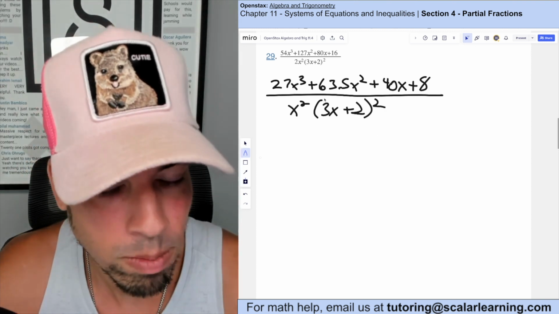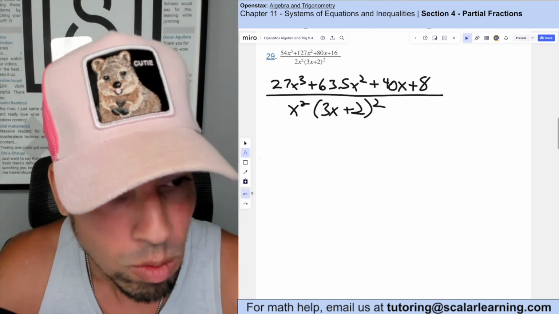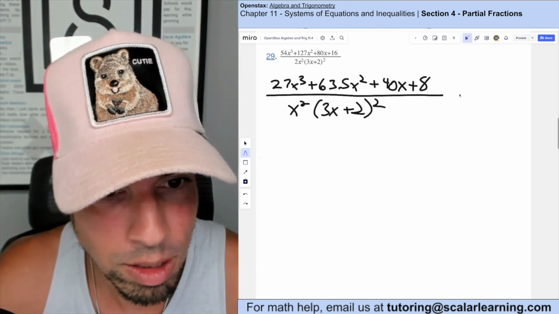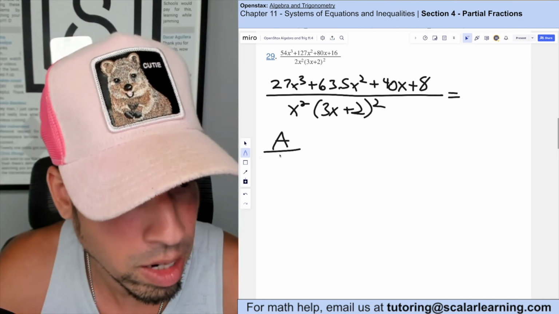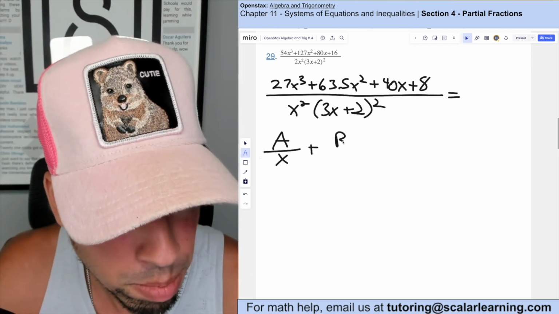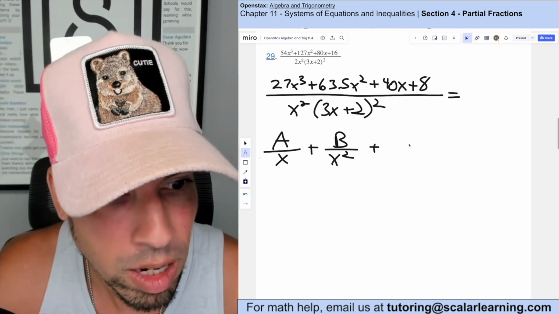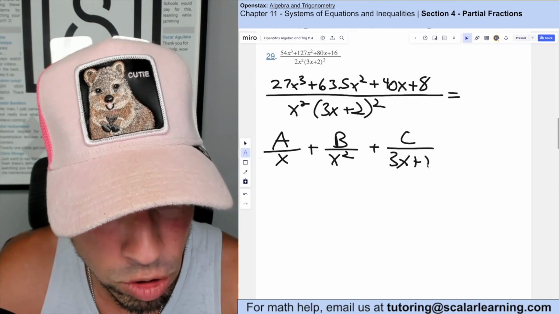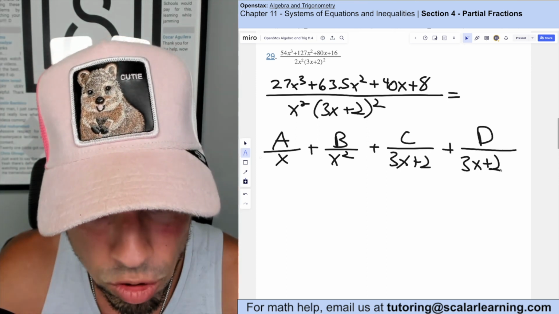Now we're going to do our fraction decomposition. But the thing is, I have 2 things that are squared. So we're actually going to need 4 fractions. So let me show you how this breaks down. So of course, this is equal to A over x plus B over x squared. So I'm addressing this right now. Plus C over this first or second part, 3x plus 2, and then plus D over 3x plus 2 squared.